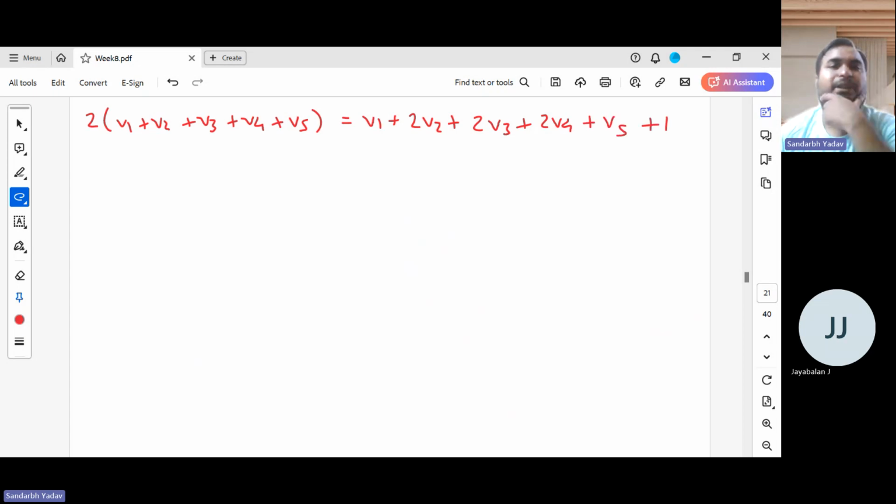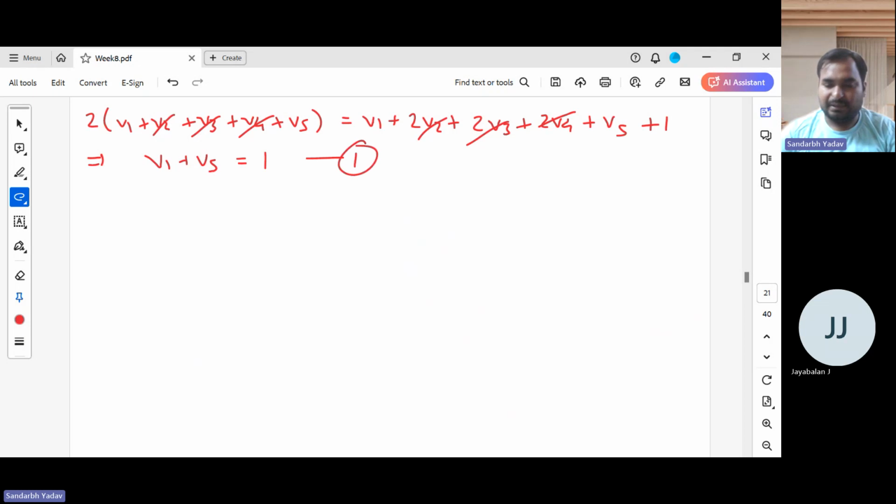And you can simultaneously cancel V2, V3, V4 because they are multiplied by 2 on both sides. So it's essentially 2V1 plus V5 equals V1 plus V5 plus 1, which basically means that V1 plus V5 equals 1. We label this as equation number 1. So we have got an equation in V1 and V5 now.